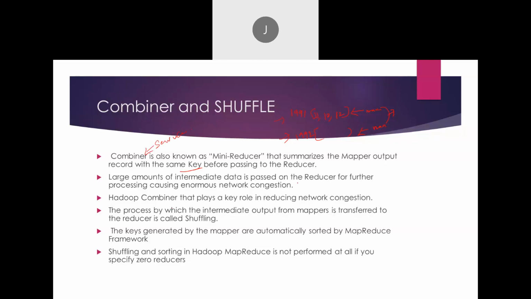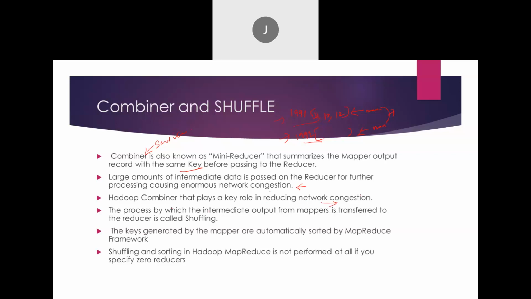Large amounts of intermediate data is passed on to the reducer for further processing, causing enormous network congestion. So in order to reduce this network congestion, you understand, no? Nowadays we are seeing sample data only. If it is huge data, then so many map tasks would have been created, and if you are aggregating all this together and looping through the list, it will be difficult, right? That is the reason you can go for a combiner. In that case, the combiner plays a key role in reducing the network congestion.